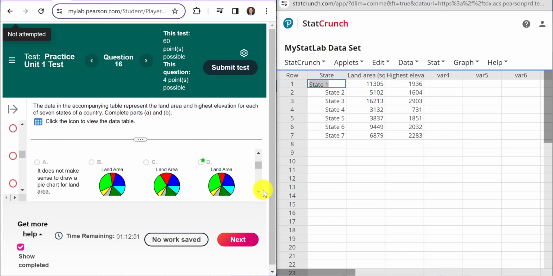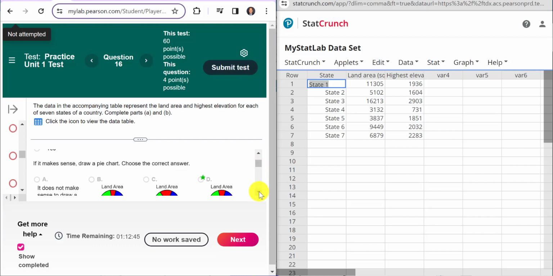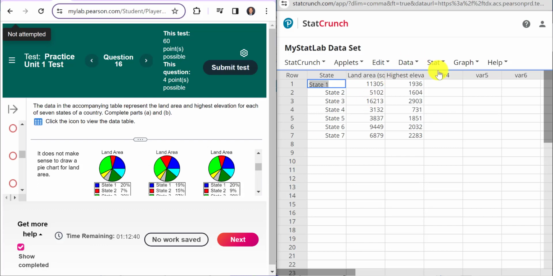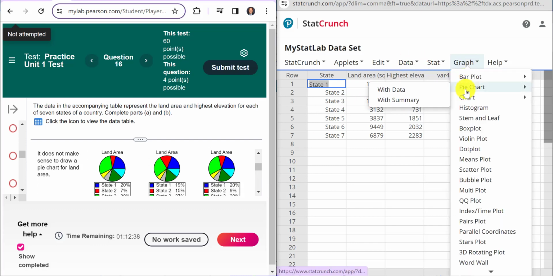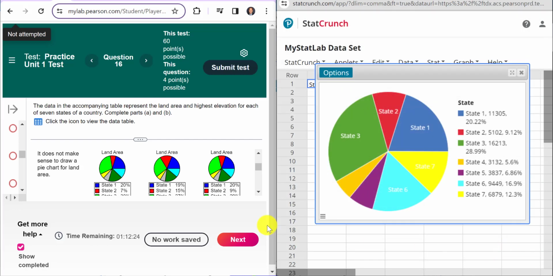And then they want you to actually make one. And they want to make it for which one? It's land area, right? Makes sense. Yeah, land area. So we can show graph, pie chart, with summary, I believe is what we want. The categories are in state, and then we want to do the counts in the land area. And let's do that. There we go. So it looks like it's looking most like which one?